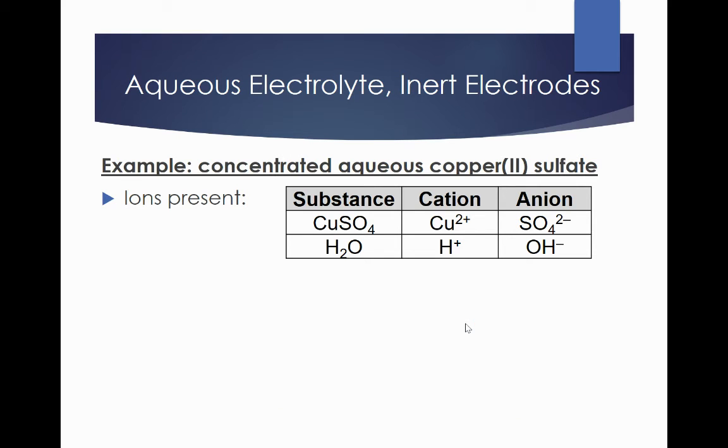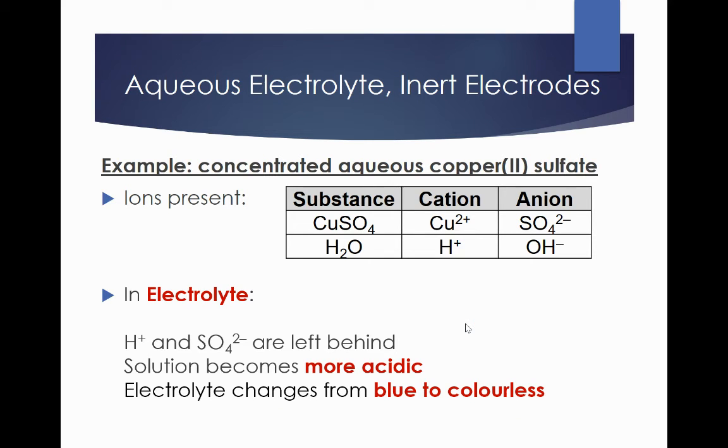And in the electrolyte, again, there is actually no change from the previous dilute case. Your H+ and SO4 2- are still left behind, and the solution still becomes more acidic. And the electrolyte again will change from a blue color to a less blue or eventually a colorless solution, because your H2SO4, which is left behind, is a colorless solution.